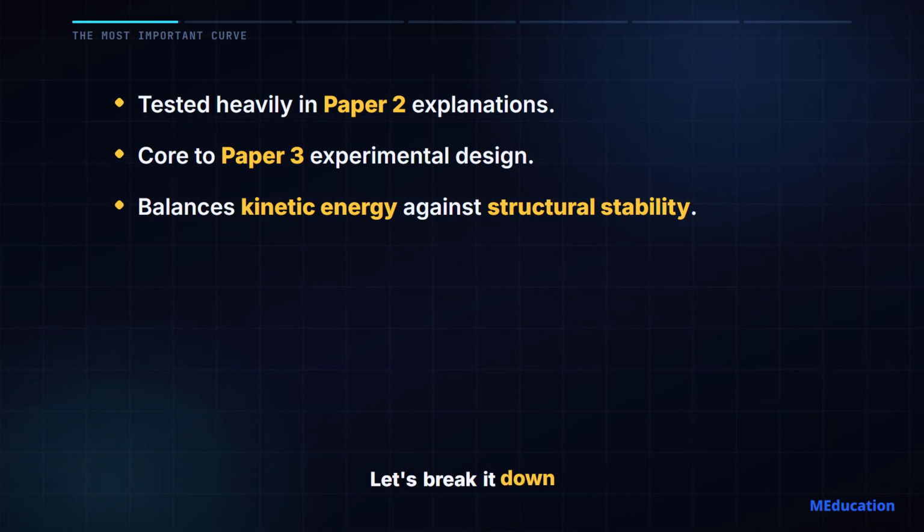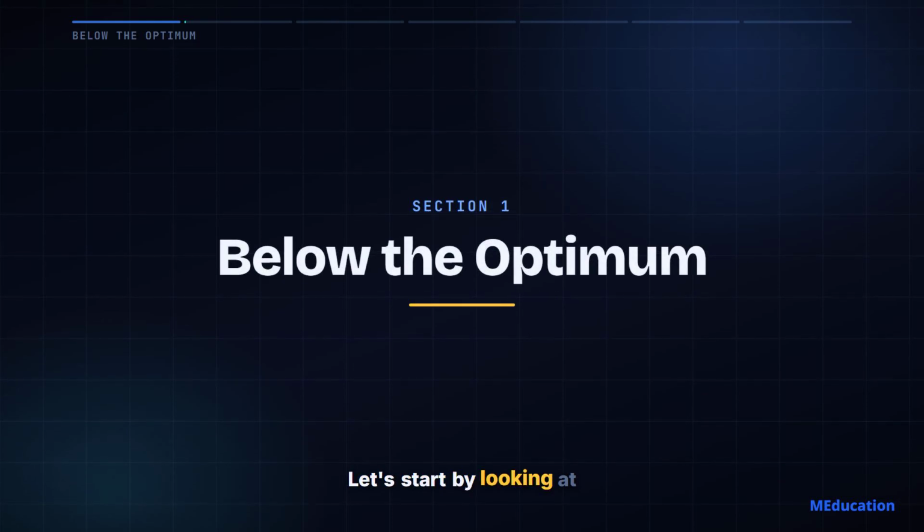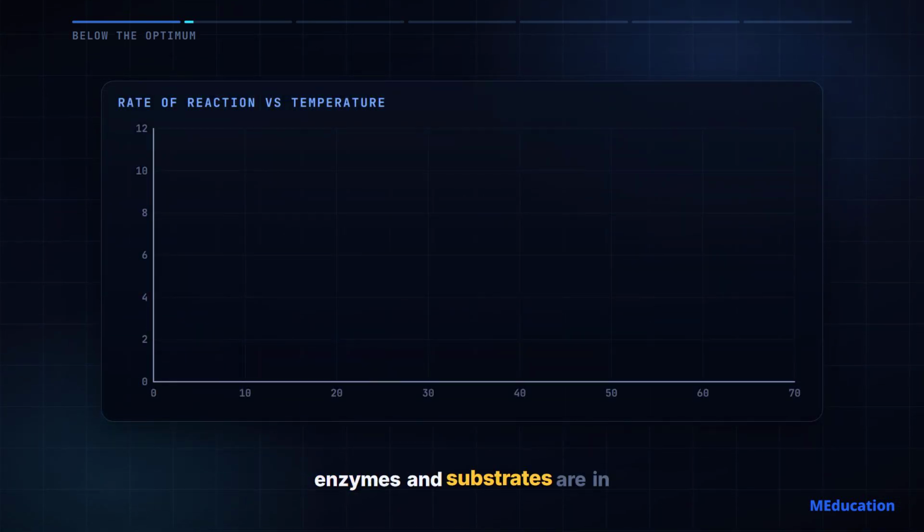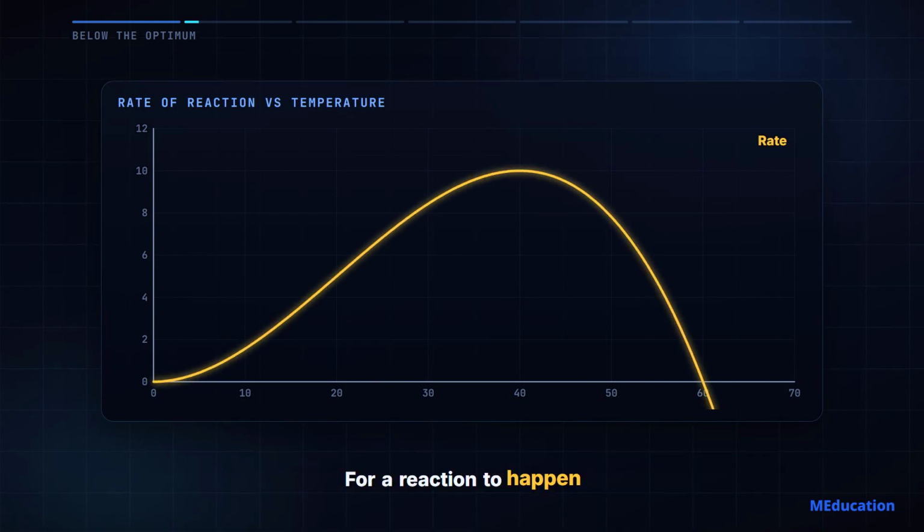Let's break it down. Let's start by looking at temperatures below the optimum. In an aqueous solution, enzymes and substrates are in continuous random motion. For a reaction to happen, they have to physically collide at the right angle and with enough energy. At low temperatures, molecules have very low kinetic energy. They move sluggishly, meaning collisions are rare and often lack the energy to initiate a reaction.